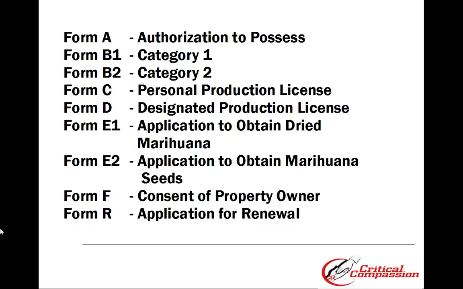Form F needs to be filled out if you are going to be producing or have somebody produce your own medicine for you, that's not at your residence that you own. So if you're renting a place or living with somebody where you have their permission to produce your medicine there, Form F needs to be sent in. And finally, Form R is for people that already have licenses that are doing their yearly renewal.